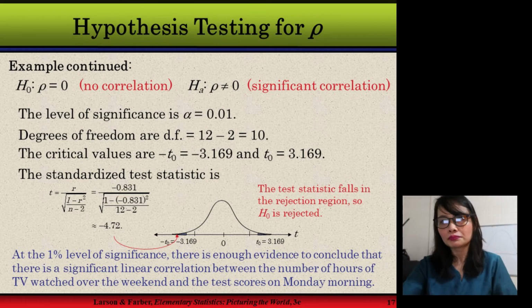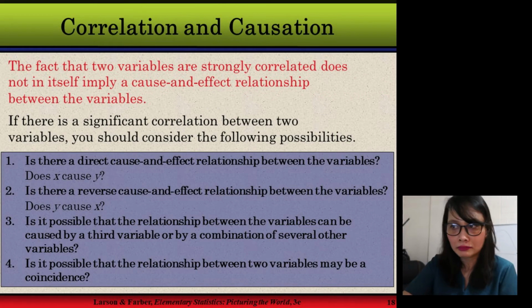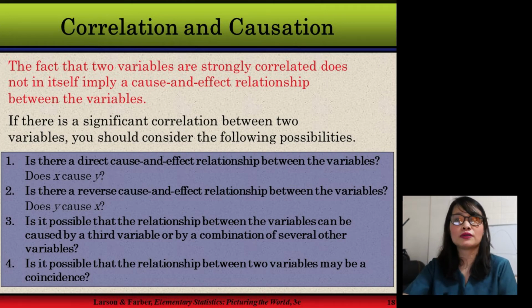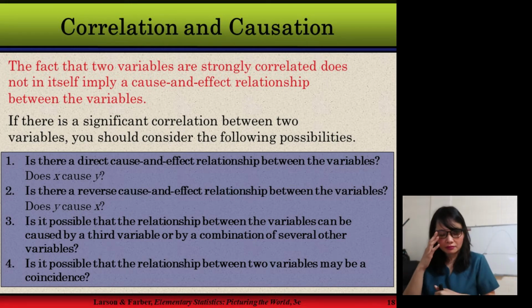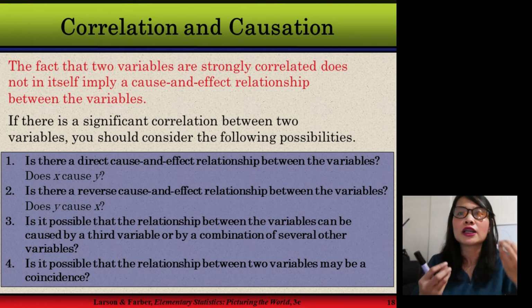Next, the fact that the two variables are strongly correlated does not in itself imply a cause and effect relationship between the variables. If there's a significant correlation between the two variables, you should consider the following possibilities. Is there a direct cause and effect relationship between the variables? Is there a reverse cause and effect relationship between the variables? Is it possible that the relationship between the variables is caused by a third variable or by a combination of several other variables? It is also possible that the relationship between the two variables may be coincidence.